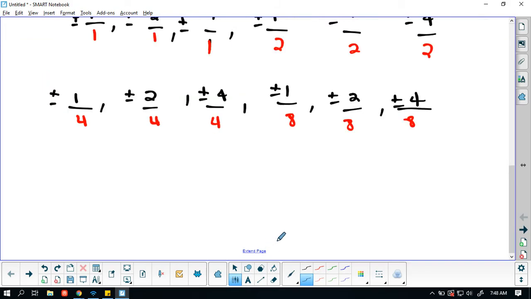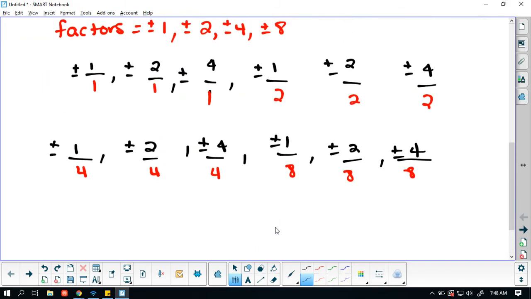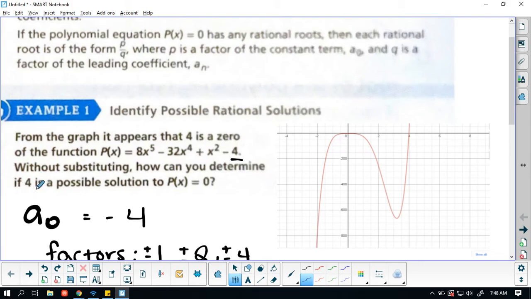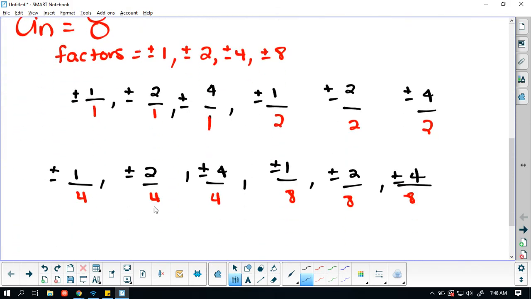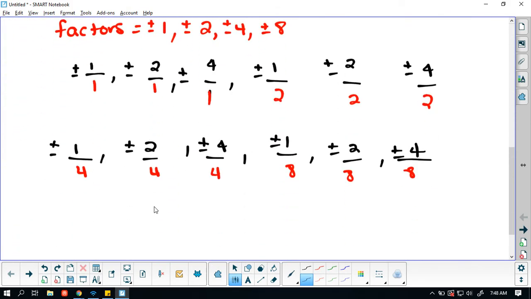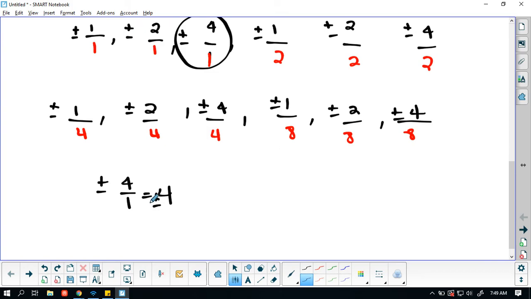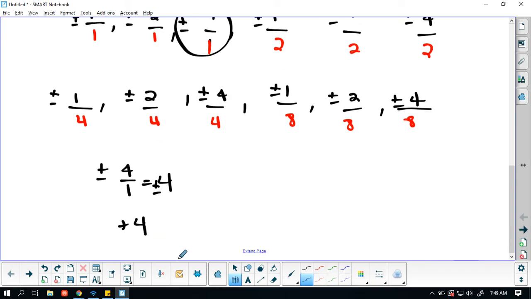All right, to expand the page. Now what we're looking for here is whether 4 is a possible solution. So looking at this, we do have 4 divided by 1, positive and negative 4 divided by 1, which is equal to 4, positive and negative 4, which means that positive 4 is a possible solution, according to the rational root theorem.